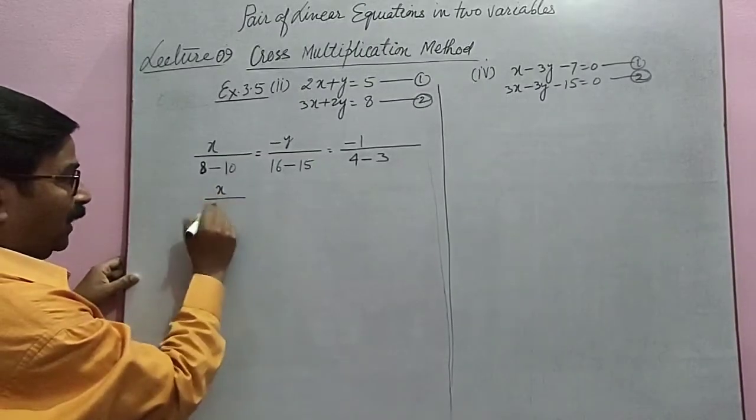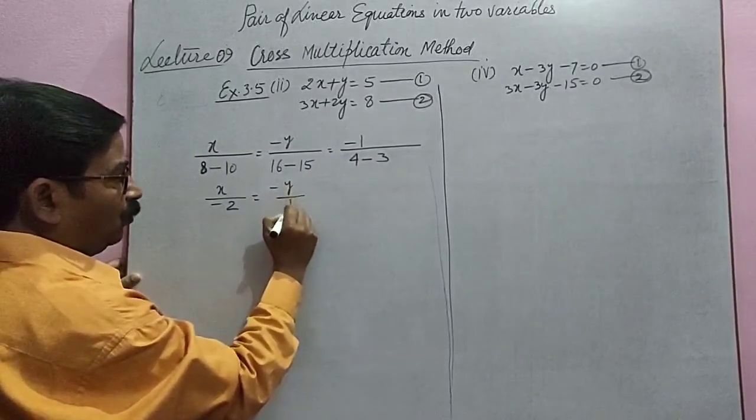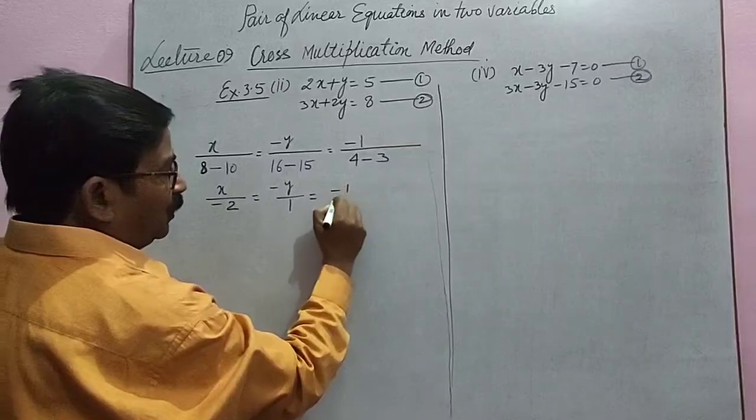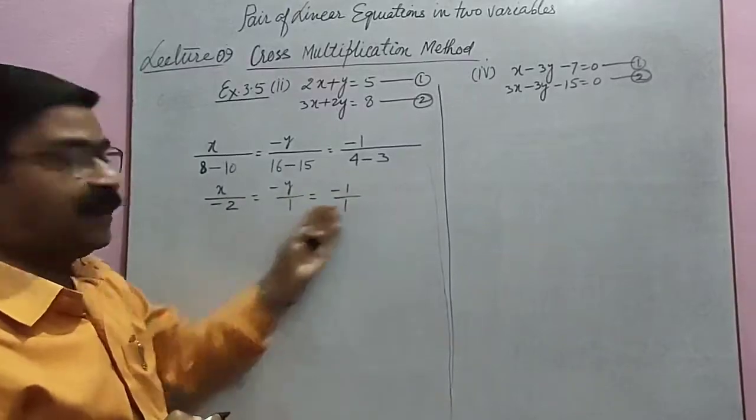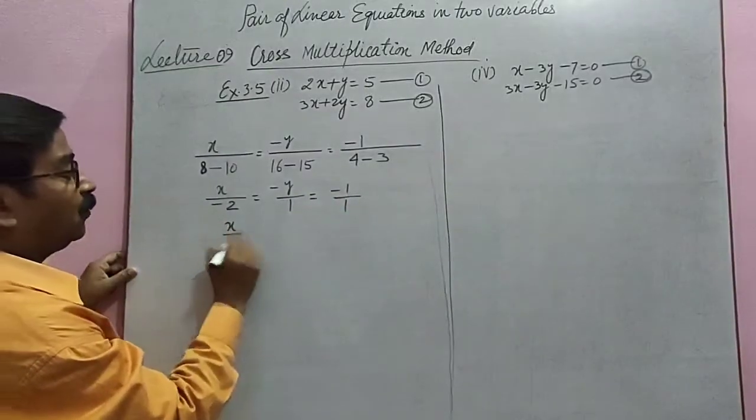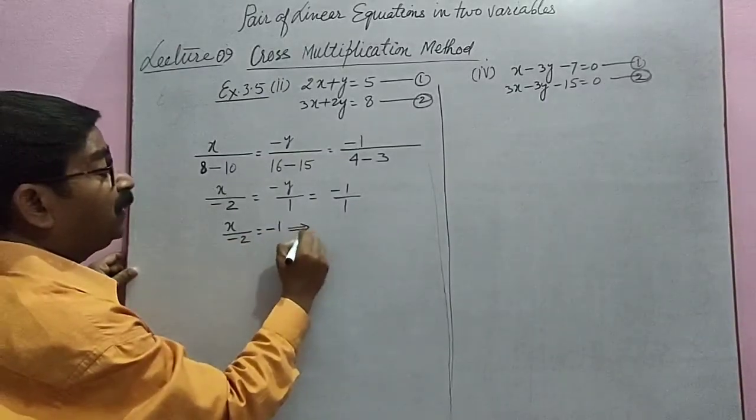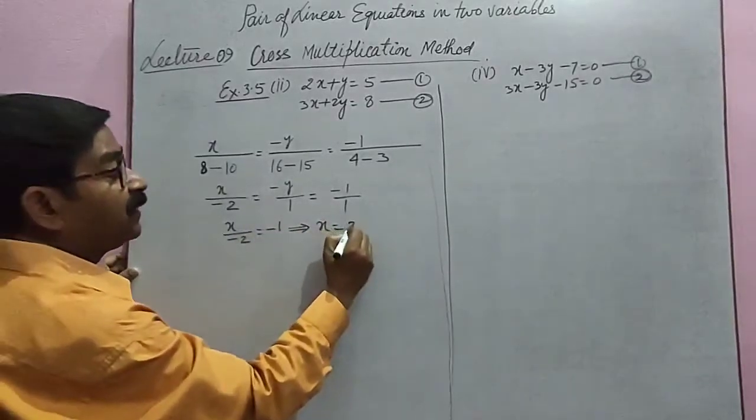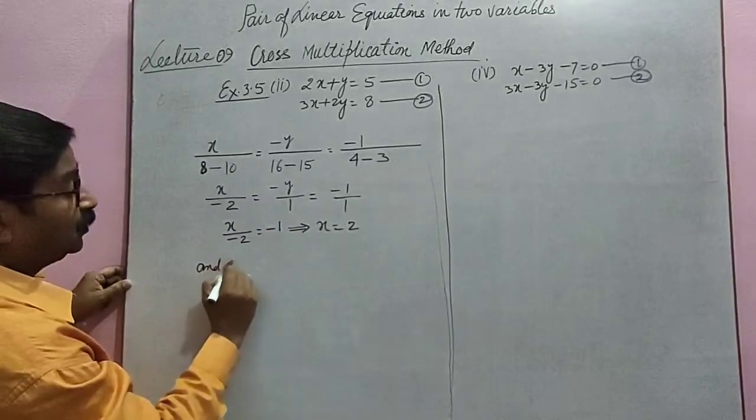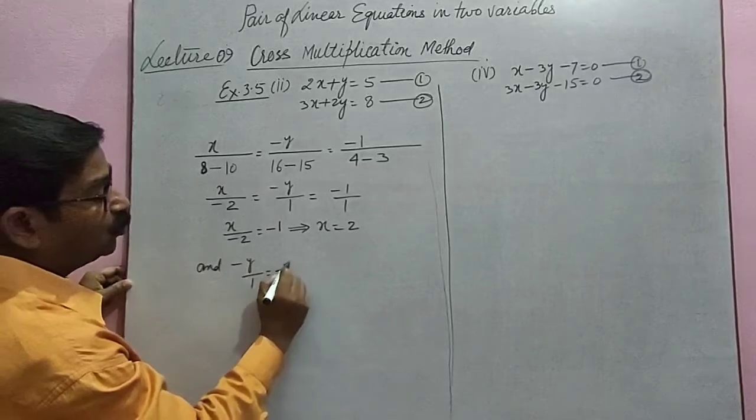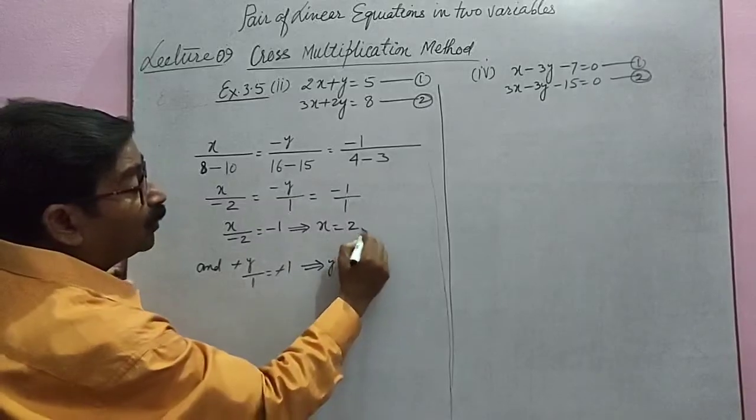x upon minus 2, minus 10 plus 8 is equal to minus y upon 1 is equal to minus 1 upon 1. Very simple. Now cross multiply, taking first and third, second and third. So we have x upon minus 2 is equal to minus 1 upon 1, which is minus 1. Cross multiply: x is equal to minus into minus plus, x is equal to 2. And again, minus y upon 1 is equal to minus 1. This minus and minus will go, cross multiply, y is equal to 1. So this is your answer.